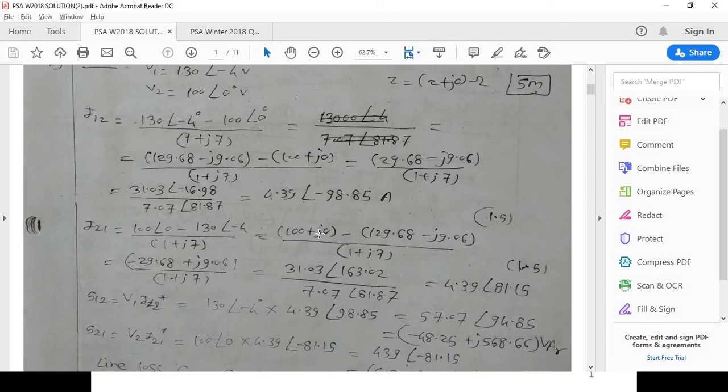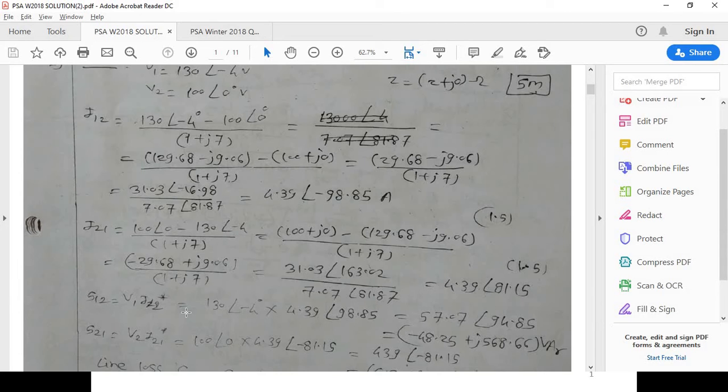So here V2 in polar form is given. Since we have to do the subtraction, we'll convert these values into the rectangular form. So this 100 at an angle of 0 in polar form becomes equivalent to 100 plus j0, minus 130 at an angle of minus 4 in polar form, which becomes equivalent to 129.68 minus j9.06, upon impedance 1 plus j7. So the numerator value will become equal to minus 29.68 plus j9.06 upon 1 plus j7.